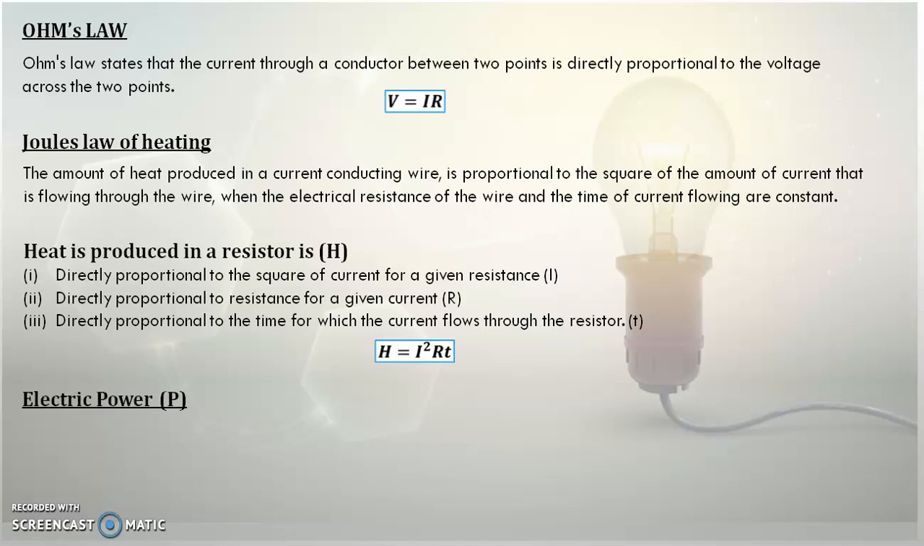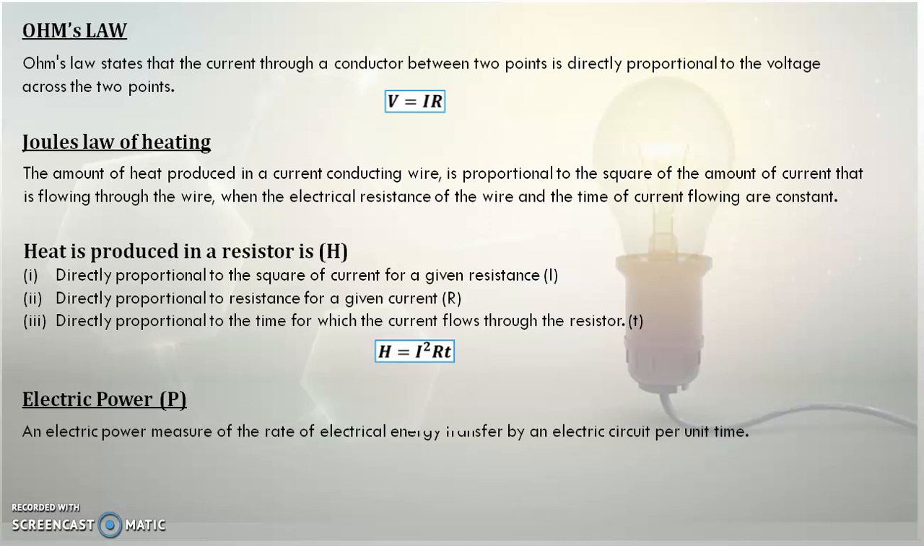Then we just move on to the next point, that is electric power. This electric power is denoted by the letter P. Now let us see what electric power is. Electric power is the measure of the rate of electrical energy transfer by an electric circuit per unit time.